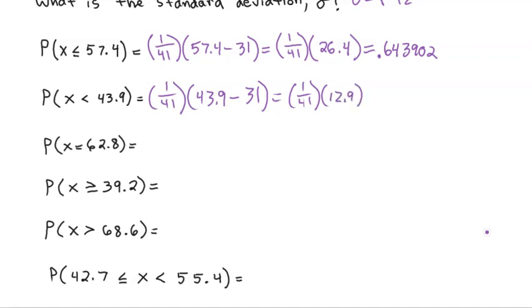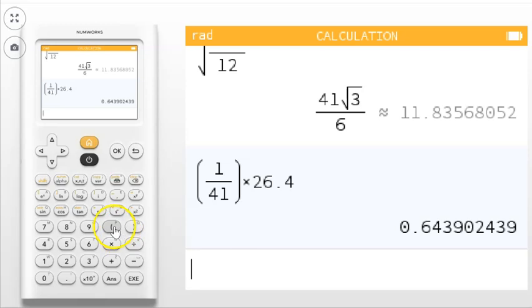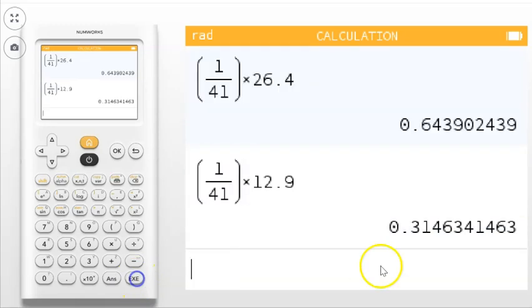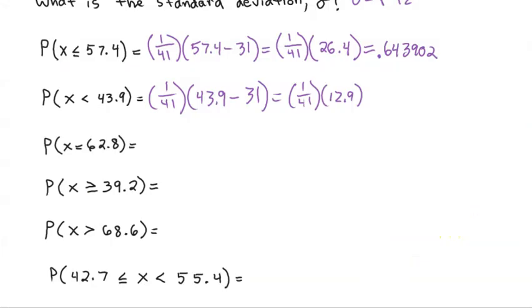12.9, which we can do over in the calculator. We'll do 1 divided by 41, and then we'll close the parenthesis, times 12.9. And that's going to give us 0.314634. Okay, let's move on to this one here.